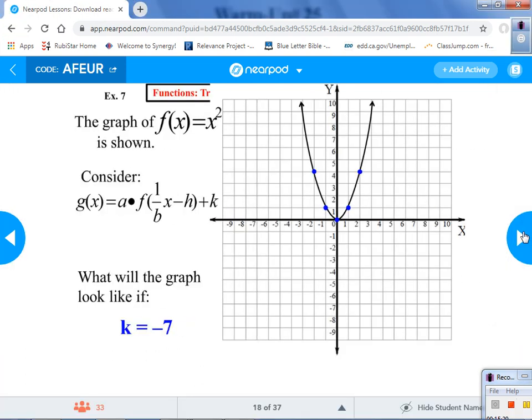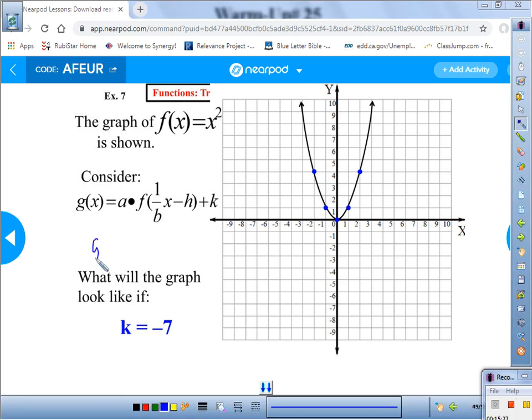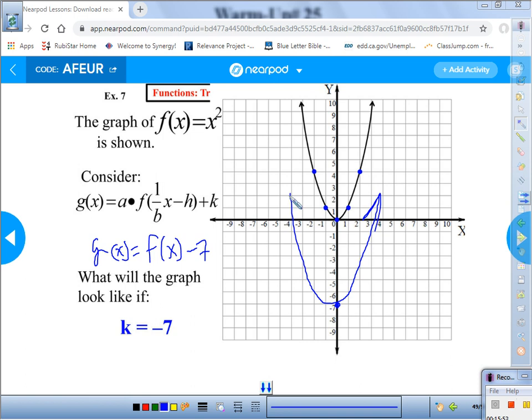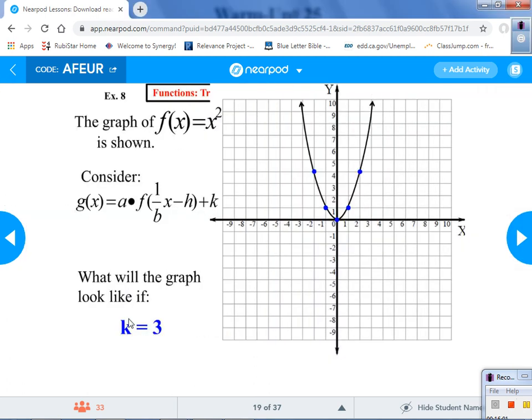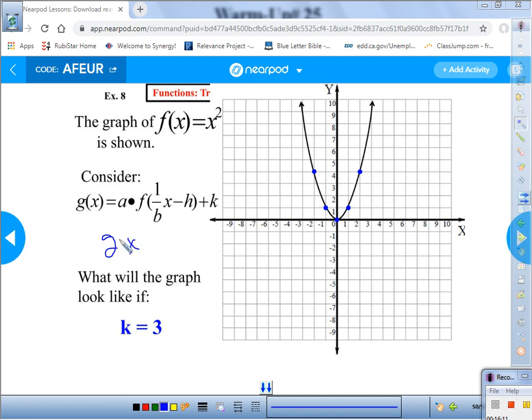Look at this one. Do they give us any other value? No. So therefore my rule would be G of X equals F of X minus 7. What does that mean? Take the entire F of X, which is this, and move it down how many steps? 7 steps. Next one. Same thing, but what would be our rule now? G of X equals F of X plus 3, which means it's going to move this up 3 steps, the whole thing.